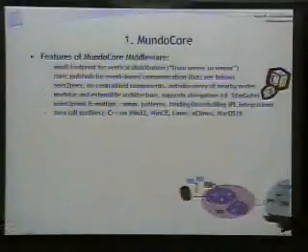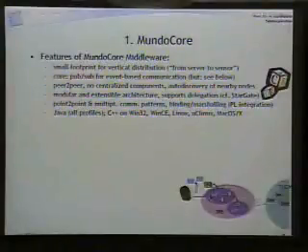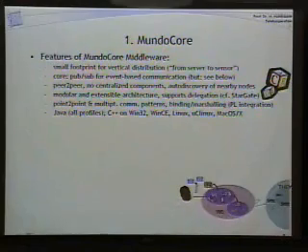Mundo Core, middleware for supporting all this. So this is the underlying thing that underlies everything here. How do you design it? How should this be built? Obviously, as I said, for scalability reasons, it should be based on the publish, subscribe, and event-based paradigm.